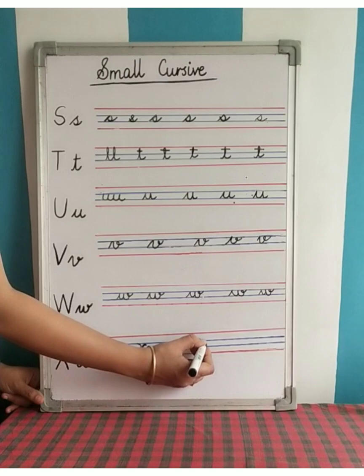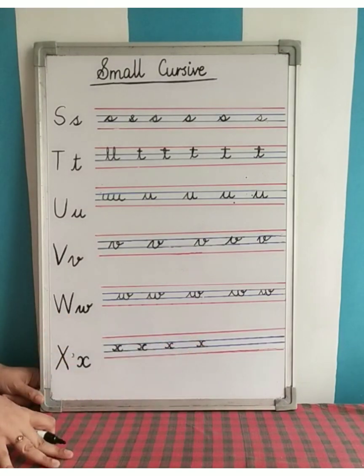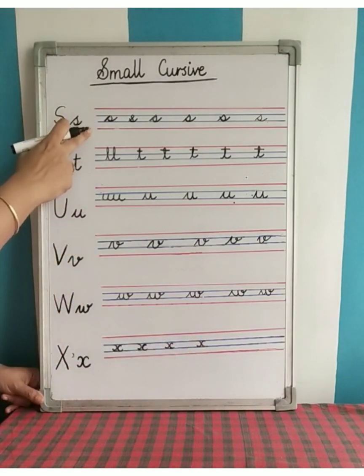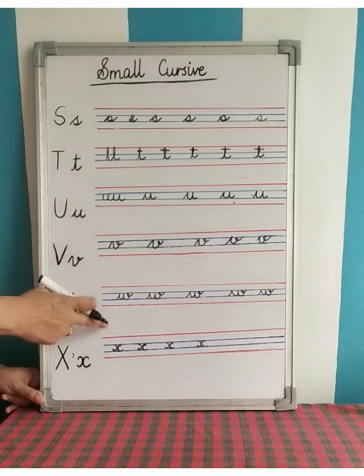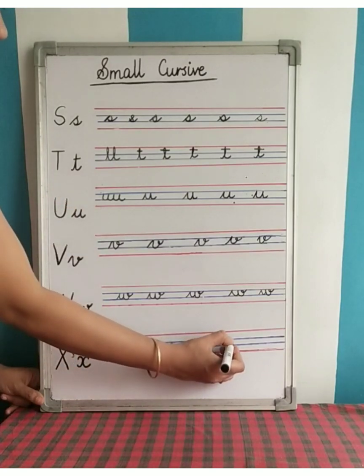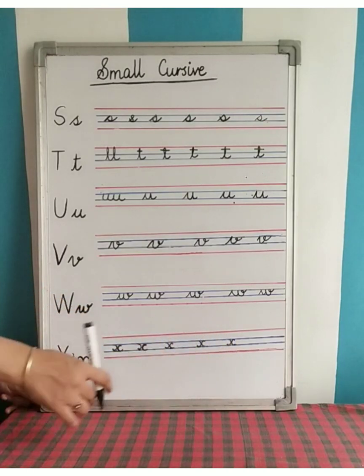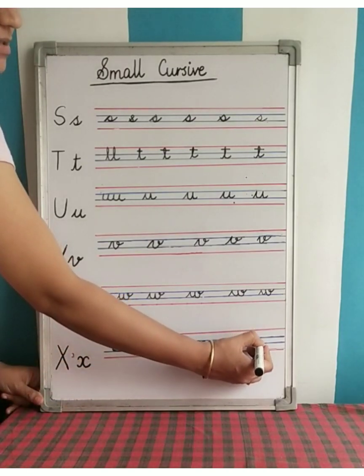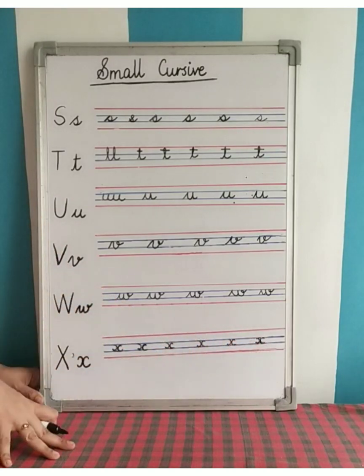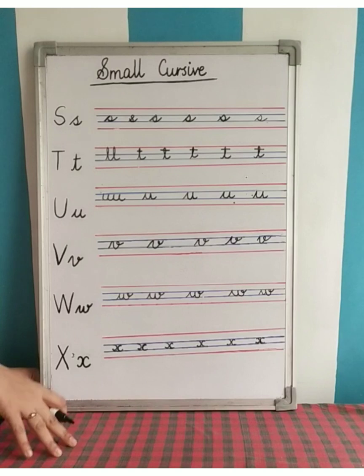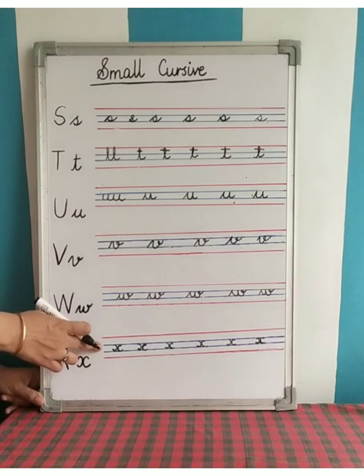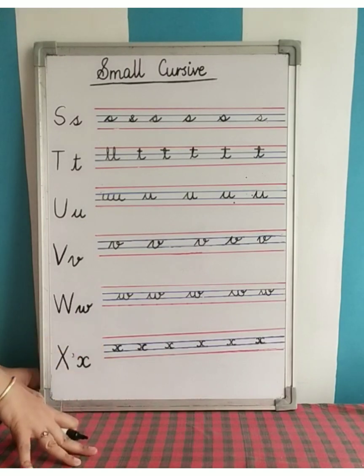X is also written between the 2 blue lines, so it is also called a stomach letter. So students, I guess X is very easy for you. One more time, like this. So now you know how to write S, T, U, V, W and X in cursive small.